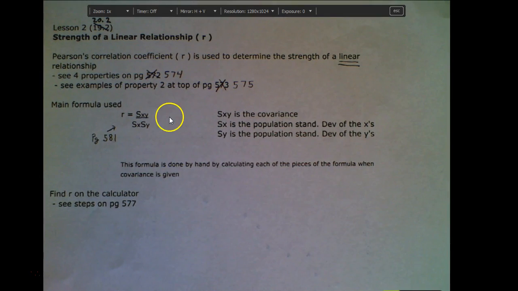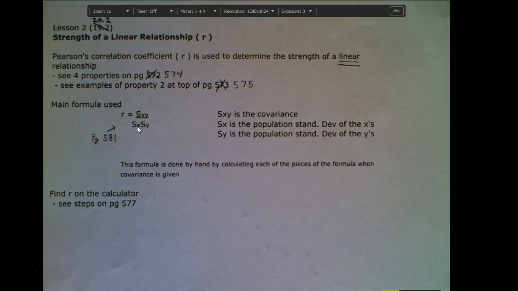Well, there are two ways. One is with a formula. There is a formula for calculating the r value. It looks like this. There are three parts to it, and I listed out what these things are over here on the right. This is something called covariance, which we haven't really talked about, so this is not something that you would come up with on your own. This is something that would be given to you within the problem, and that's what I stated in this statement, that this is done by hand only when the covariance is given to you. I'll show you an example of that in just a second.